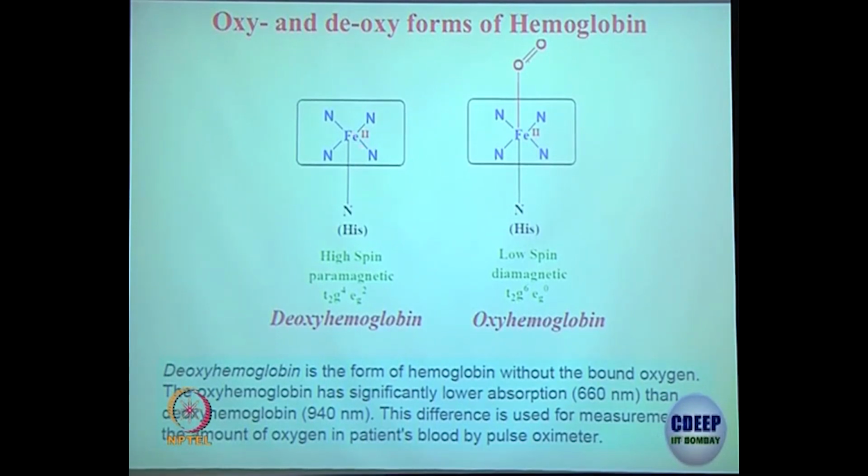Now iron 2 plus, this is high spin paramagnetic. Of course it is high spin paramagnetic, right? Because it is t2g4 eg2, high spin. Iron 2 plus paramagnetic, t2g4 eg2. The moment oxygen binds, it becomes low spin diamagnetic, t2g6 eg0, no unpaired electron.